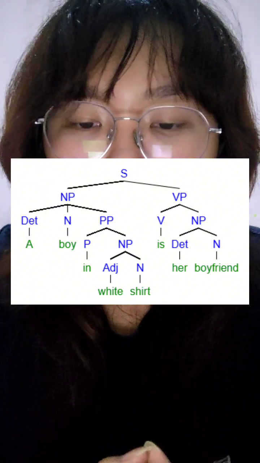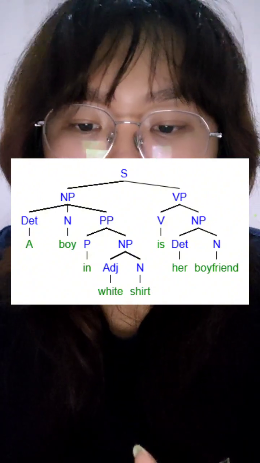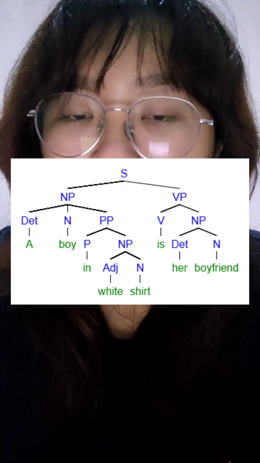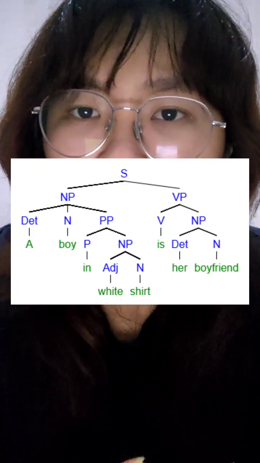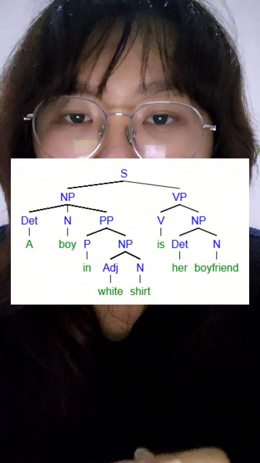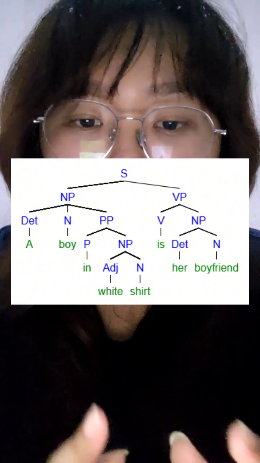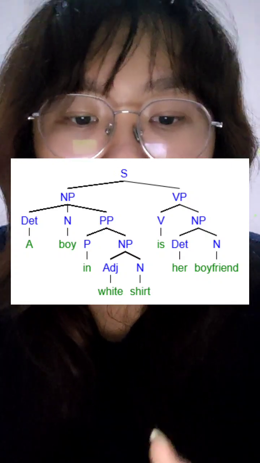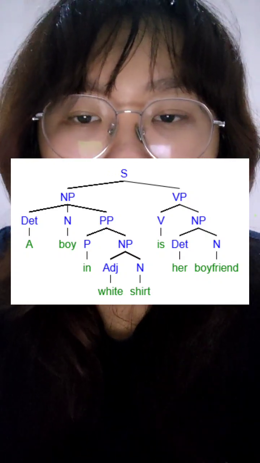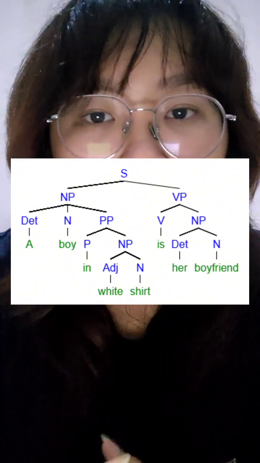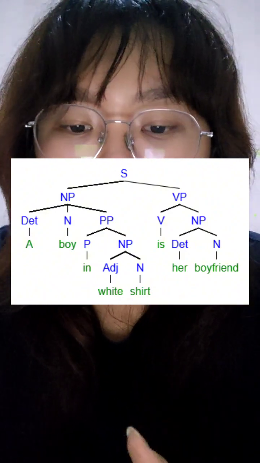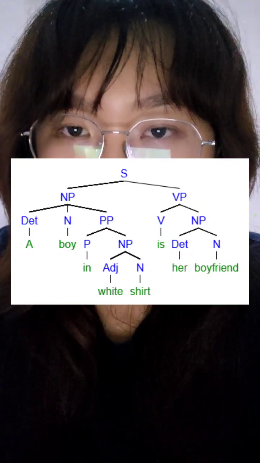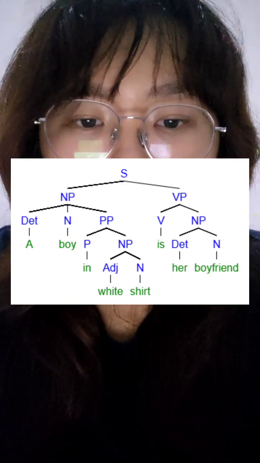So the PP here, you have to divide it into two parts again. In, the P, is the preposition, and then white shirt is the noun phrase, the NP. Remember that I have said that we have to divide the constituents from the biggest to the smallest one. We have to break it down one by one until everything in the sentence is only one constituent. So the NP here consists of the adjective white and then the noun shirt.